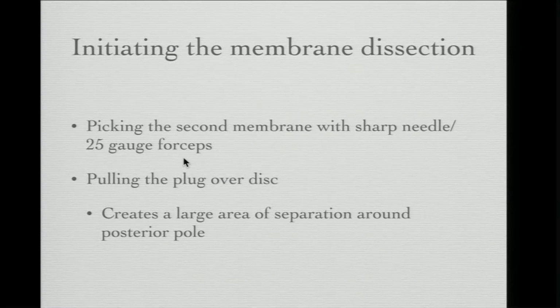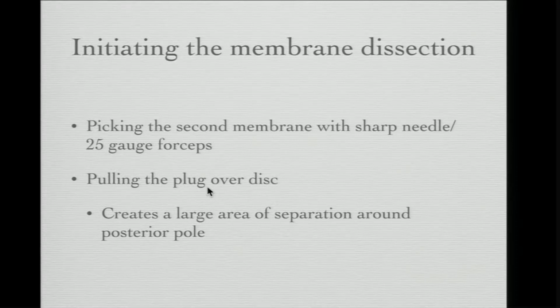So you always catch the membrane where it is least taut, not the taut membrane, because that doesn't lend itself to grasp. So you go beyond, at a point where it's hardly visible. There you can catch it, then you can hold it easily and peel it towards the more strongly attached, more densely fibrous tissue. Pulling the plug over the disc also gives you a large area of separation around the posterior pole from where you can dissect into the periphery.